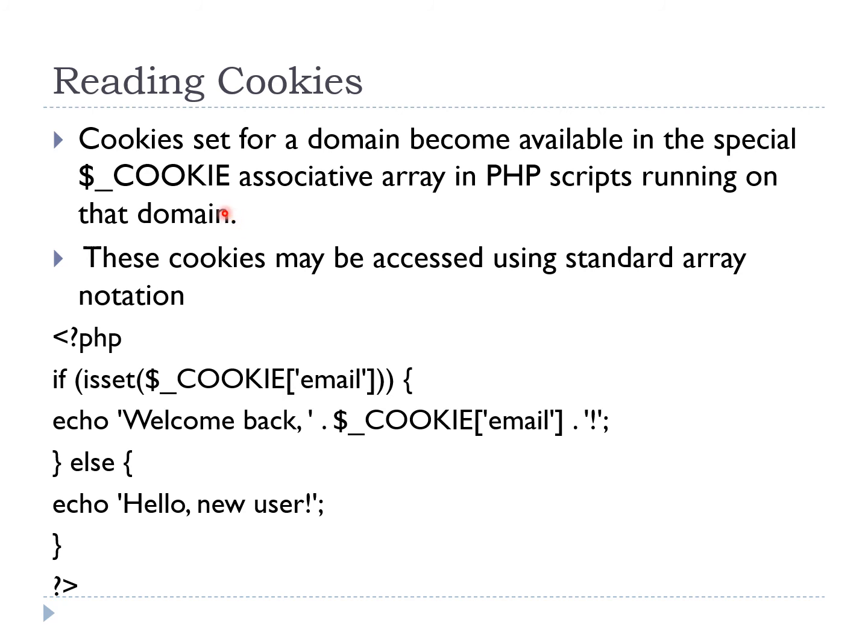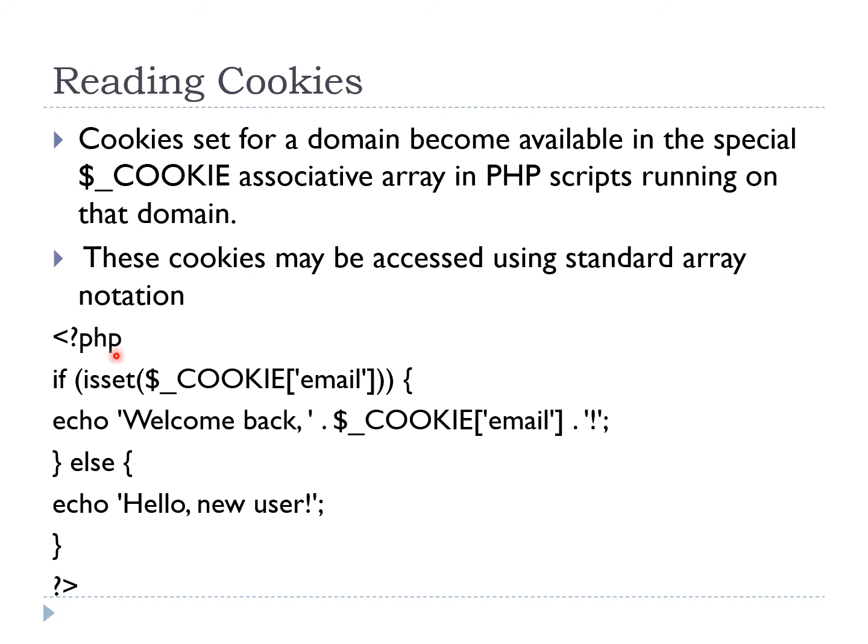Here $_COOKIE is an associative array in PHP which is used to access the cookie data. It is an associative array because for a cookie we know that we have a cookie name and the corresponding value. Associative array means an array with keys as well as data values. Likewise, a cookie has a name as well as its data. So $_COOKIE is an associative array in PHP scripts running on that particular domain. These cookies may be accessed using standard array notation. So by using the standard array notation, we can access the cookie data.